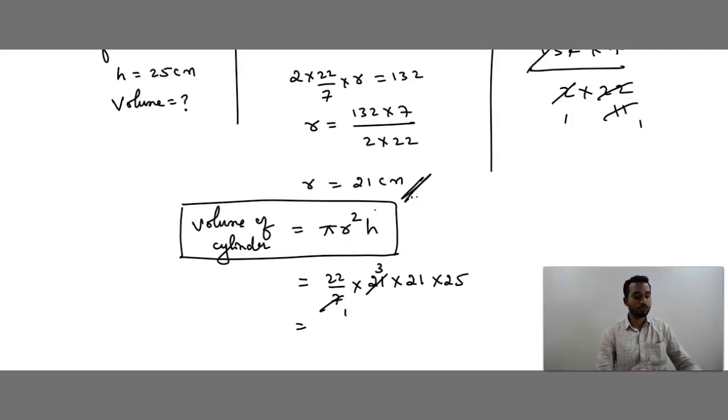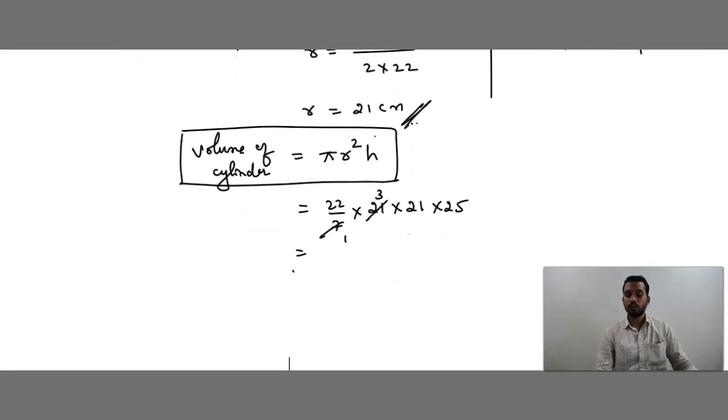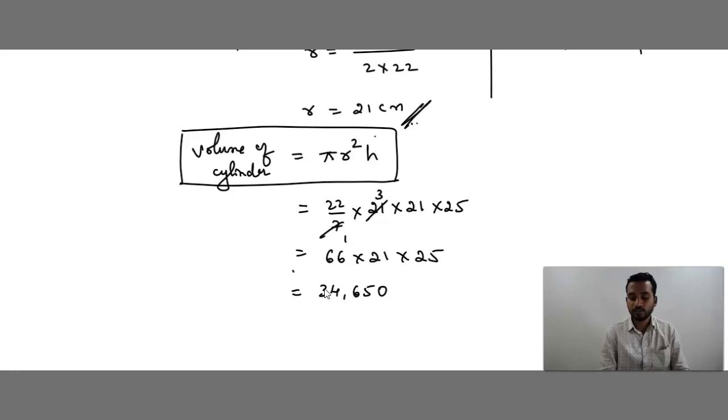Now what we should do? We need to multiply 22 into 3. 22 into 3 is 66 into 21 into 25. If you multiply all the values, then the answer is 34,650. It is volume, right? So it is centimeter cube. So this is nothing but volume.